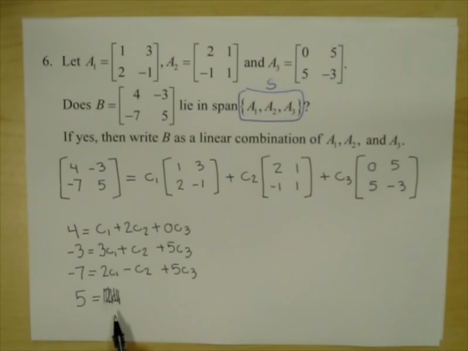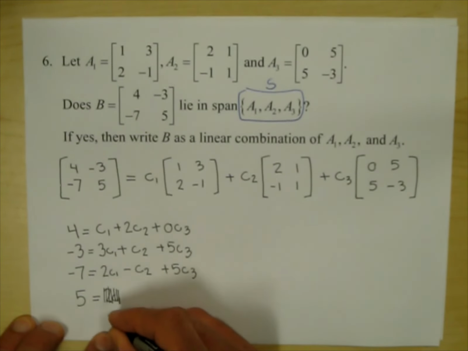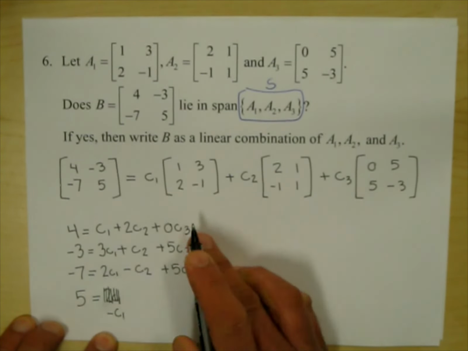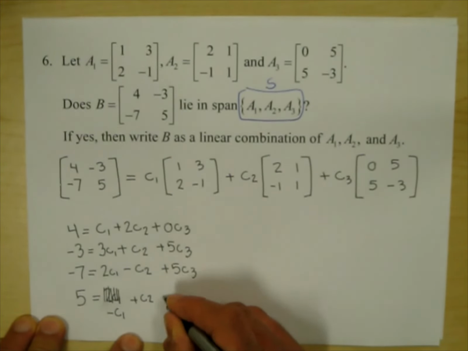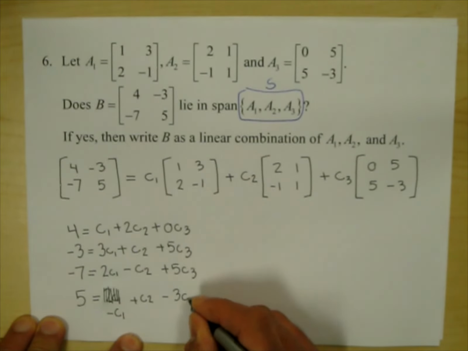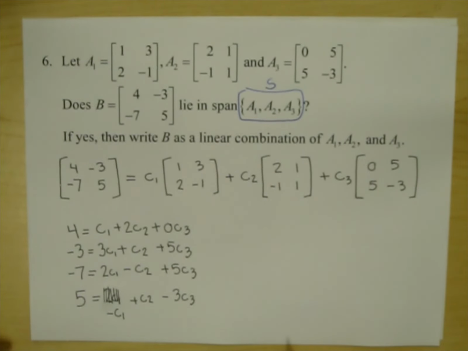They did that. Okay, 5 equals -C1 plus C2 minus 3C3. I don't have any other whiteout that I see here. I'm looking around, so I better not make any more mistakes, because look at that, that looks bad.